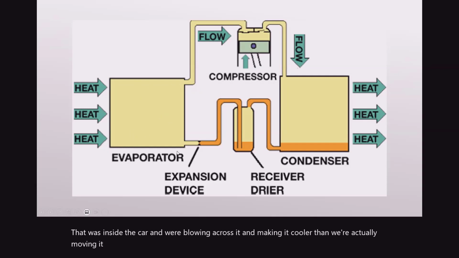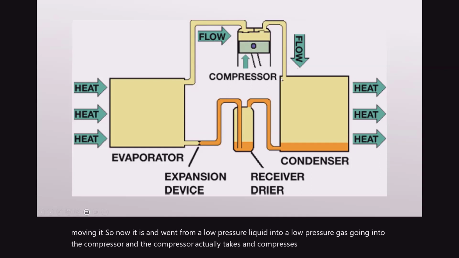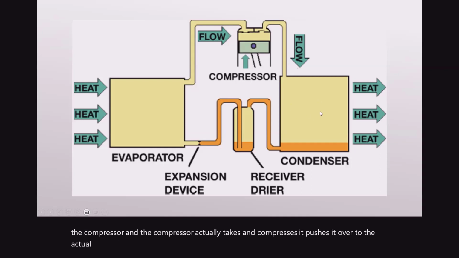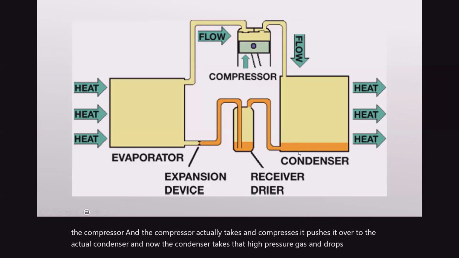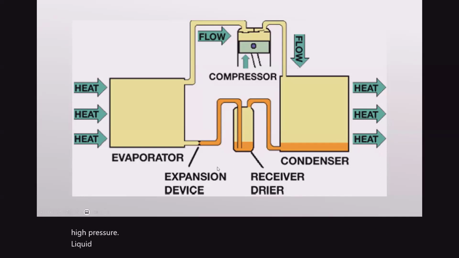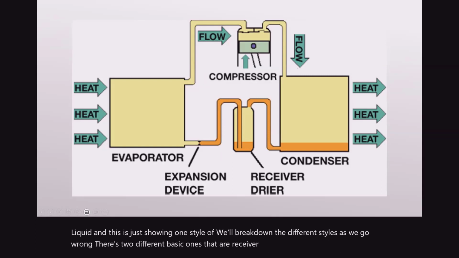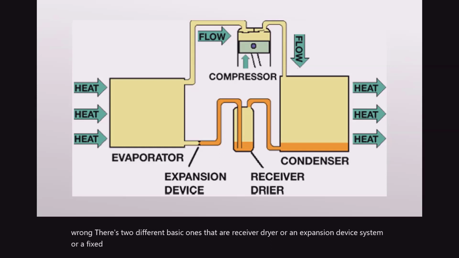So now it has gone from a low pressure liquid into a low pressure gas going into the compressor, and the compressor takes and compresses it, pushes it over to the condenser, and now the condenser takes that high pressure gas and drops it down to a high pressure liquid. And this is just showing one style; we'll break down the different styles as we go along. There are two different basic ones: a receiver dryer with an expansion device system, or a fixed orifice tube, which will actually have an accumulator. We'll break those down for you.